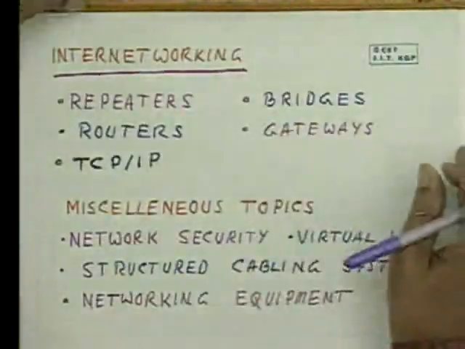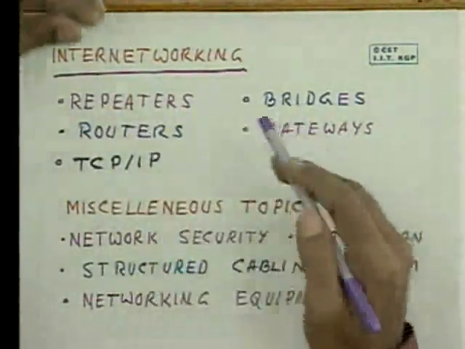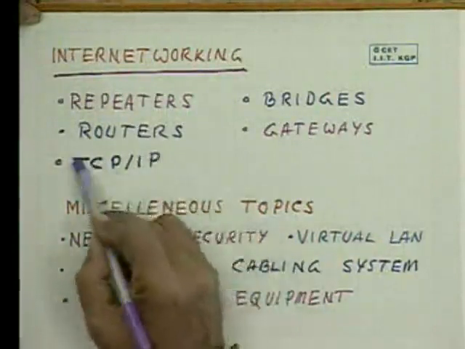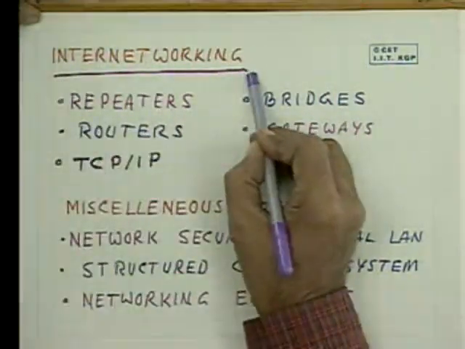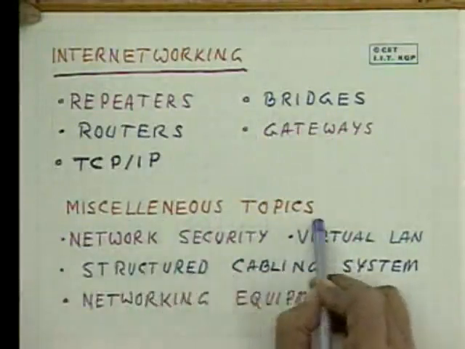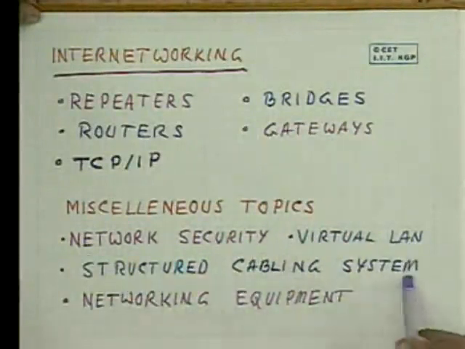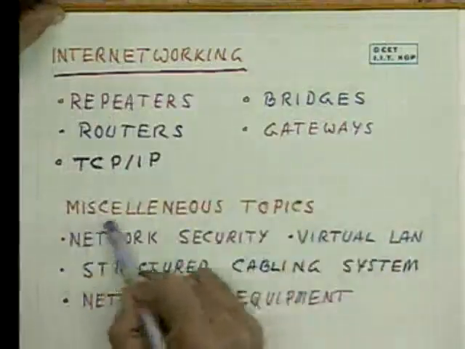Part 4, which deals with internetworking, we shall discuss various equipment which we use for the purpose of internetworking, and the software TCP/IP, various protocols, part of TCP/IP, we shall discuss in detail in this internetworking section. Apart from that, there are some miscellaneous topics like network security, virtual LAN, structured cabling system, and networking equipment, which are important and practical aspects for implementing a computer network. We shall discuss these as miscellaneous topics.